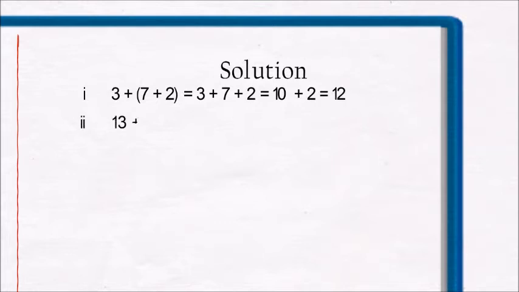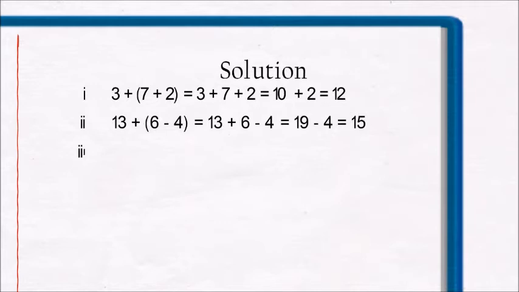2. 13 plus open bracket 6 minus 4 equal to 13 plus 6 minus 4. So when we add 6 to 13, we have 19 minus 4. And then 19 minus 4, we have 15. And in number 3, we have 4 plus open bracket 3 minus 11 close bracket.